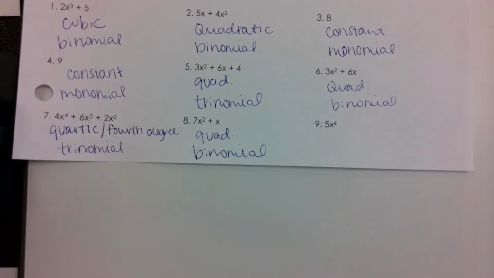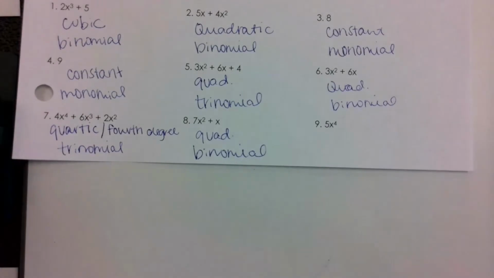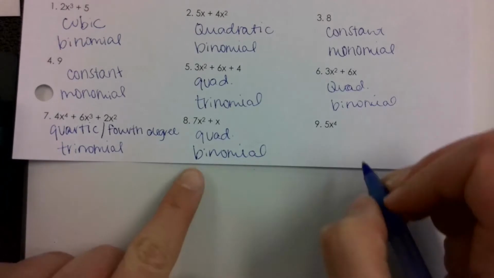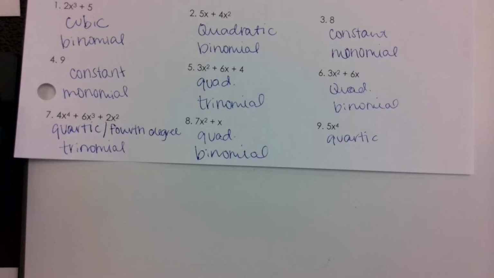Ashley, what's our highest exponent in number 9? 4? Yep. So what do we want to call that? Do y'all like quartic or fourth degree? Quartic, y'all like sounding fancy. Again, either way there is fine. You'll see it both ways.